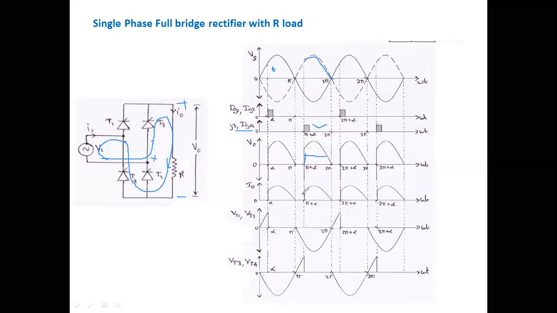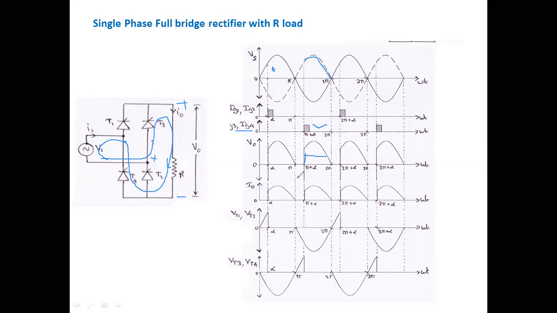Similarly, as in the previous interval between alpha to pi, we can also calculate the output current waveform between pi plus alpha to 2 pi, that is V naught by R. If we talk about the voltage across T1 and T2, as we know T1 and T2 are reverse biased, so the voltage across this is minus Vs, and T3 and T4 are forward biased, so the voltage across this is 0.